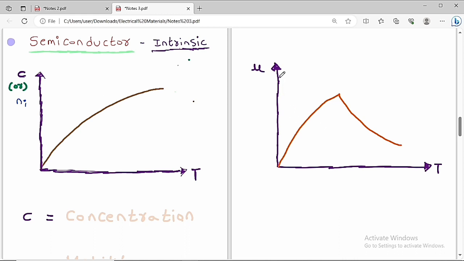But if you want to draw the graph between mobility with respect to temperature, when you increase the temperature, yes, the mobility will also increase up to a certain temperature.